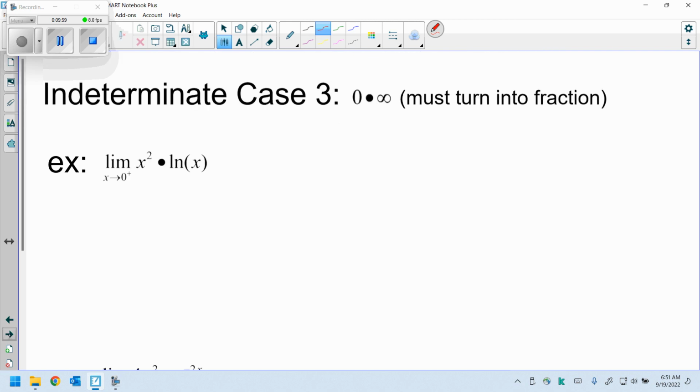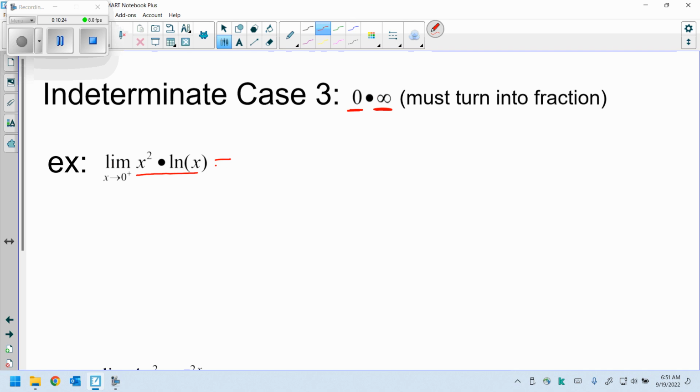Indeterminate case 3. This is a real tug of war between really, really small times really, really big. Where does it end up? Well, according to L'Hopital, we've got to have a rational function. So we've got to somehow turn this into a fraction. How do I turn this into a fraction?